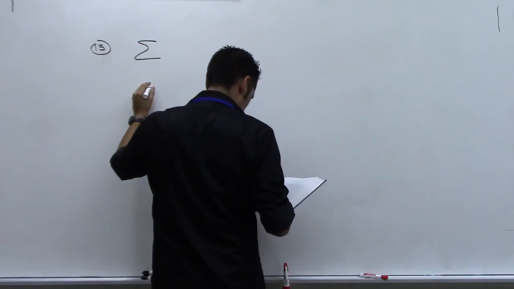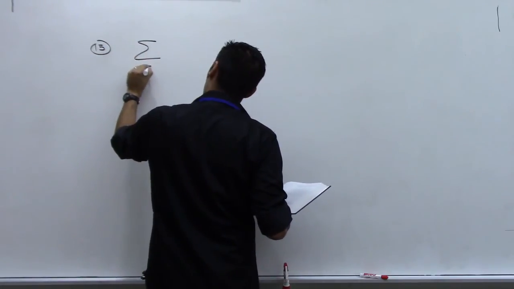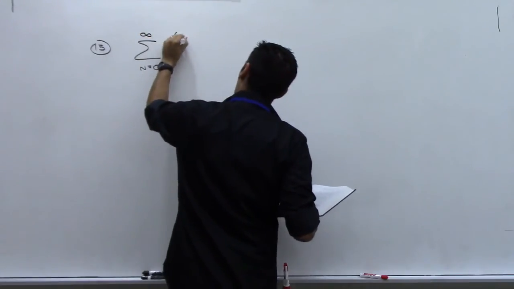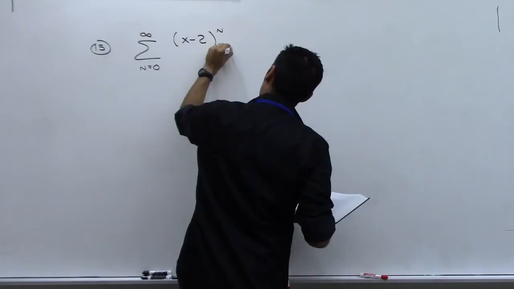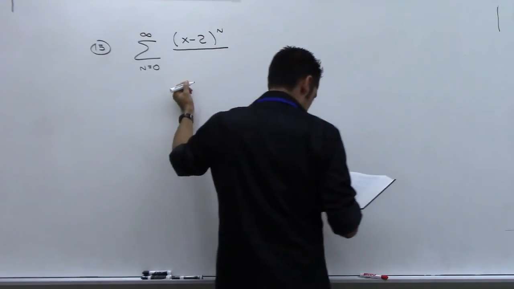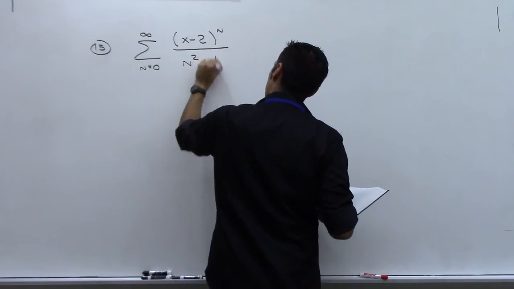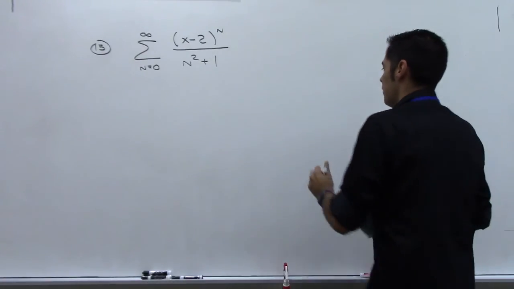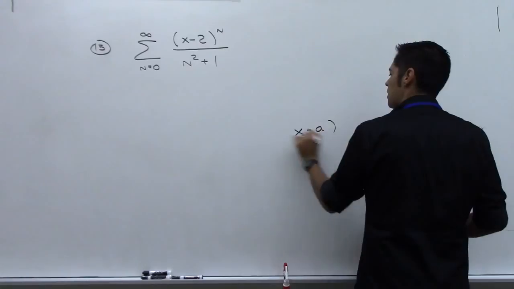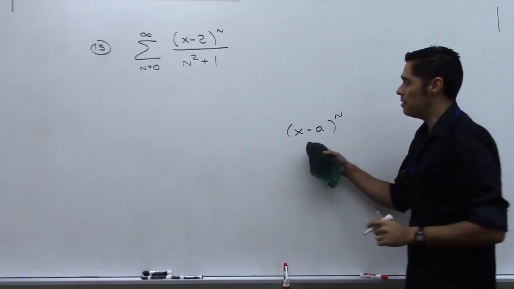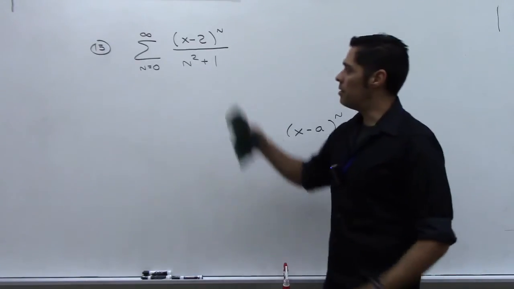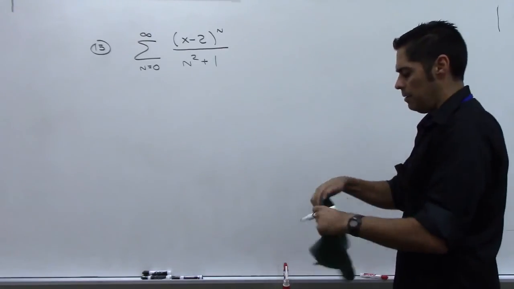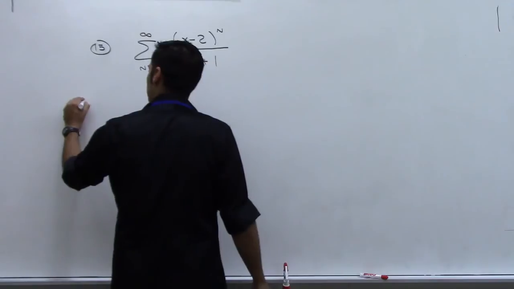Sum n equals 0 to infinity, (x minus 2)^n over n squared plus 1. So this is a power series. Remember when we had (x minus a)^n, we'd say it was a power series about a. So this is a power series about 2. Let's go ahead and set up our ratio test for this.